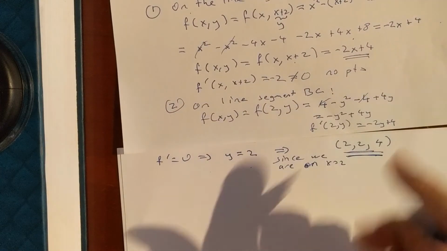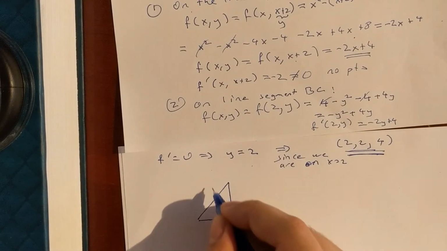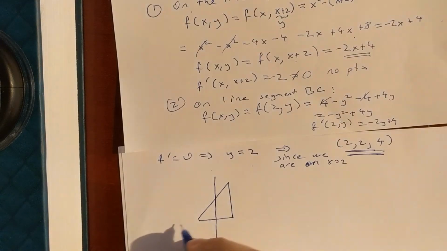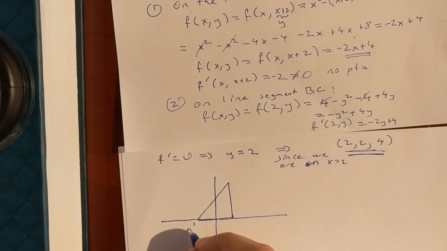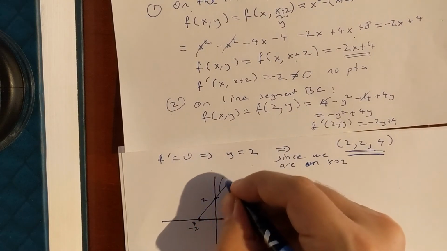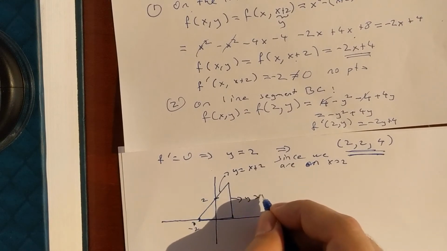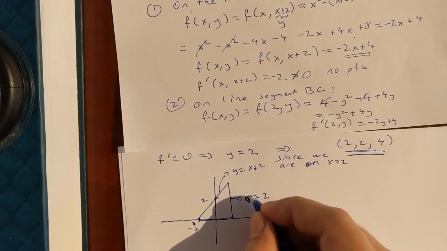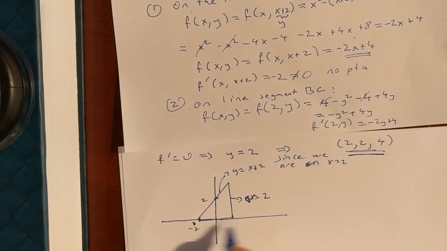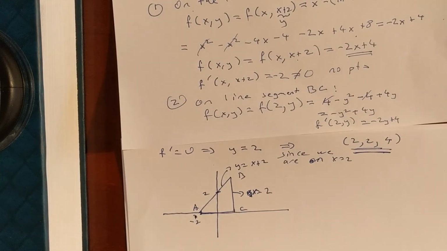Now let me redraw the region here so we have it in front of us. The region was like this, remember? This was -2, this was 2. This was the line y equals x plus 2, and this was the line x equals 2, sorry, my bad. And this is the x-axis. I labeled the points: this was A, this was B, this was C. So now we're checking the boundary again.